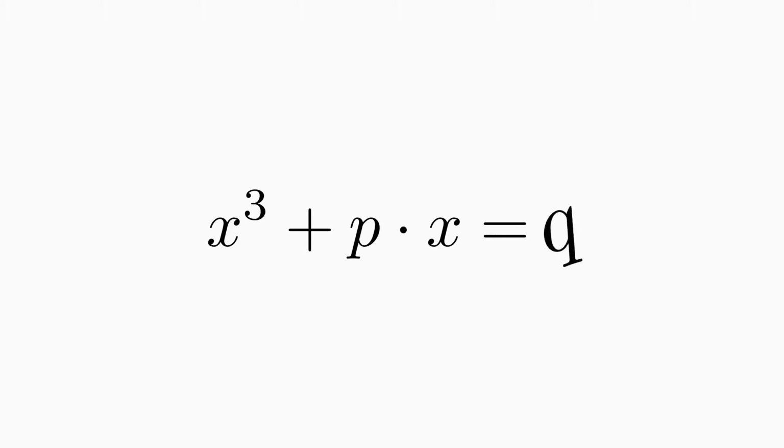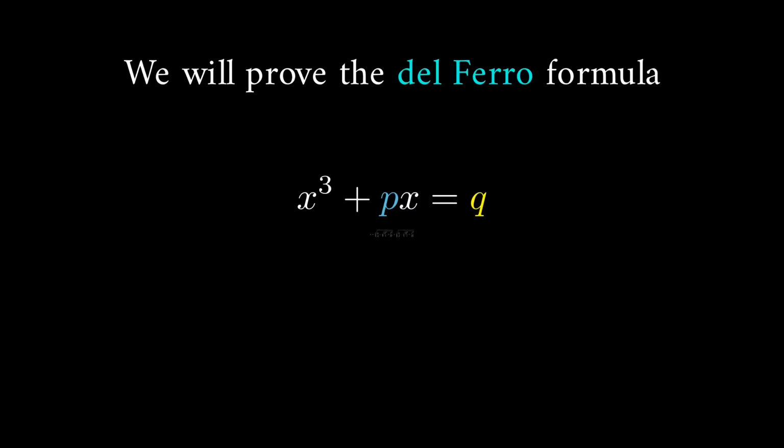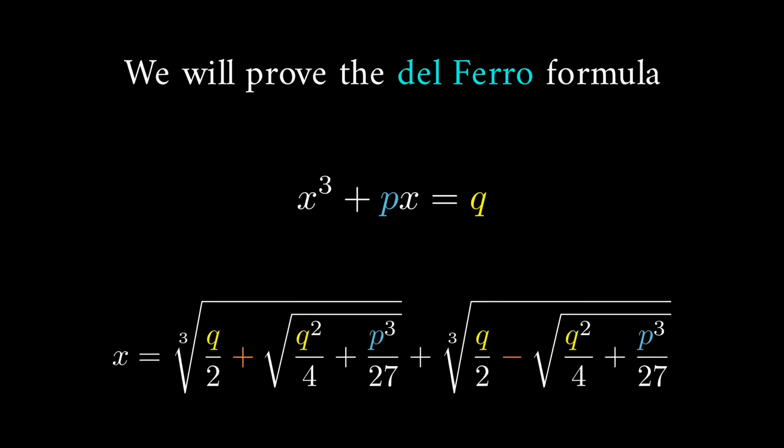Hello, today we are going to talk about third-degree equations, and to be specific, we will prove what is known as the del Ferro formula, which gives one of the solutions of the so-called depressed cubic, called that way because we don't have x squared in the equation, as we can clearly see. The formula is the following. And our aim is how to derive it.